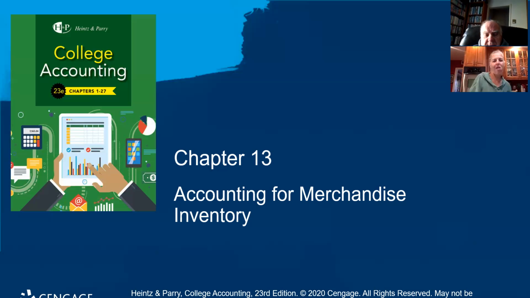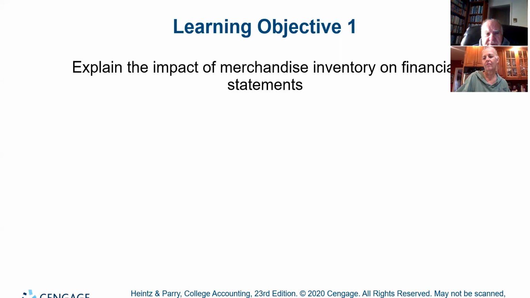Now, up to now, when we've purchased something, we debited purchases, okay? That is now changed. Now we're getting into more of a perpetual system where we're going to be debiting merchandise inventory. Purchases are a cost. Merchandise inventory is an asset, okay? And we're going to keep track of that asset all the time. Explain the impact of merchandise inventory on financial statements.